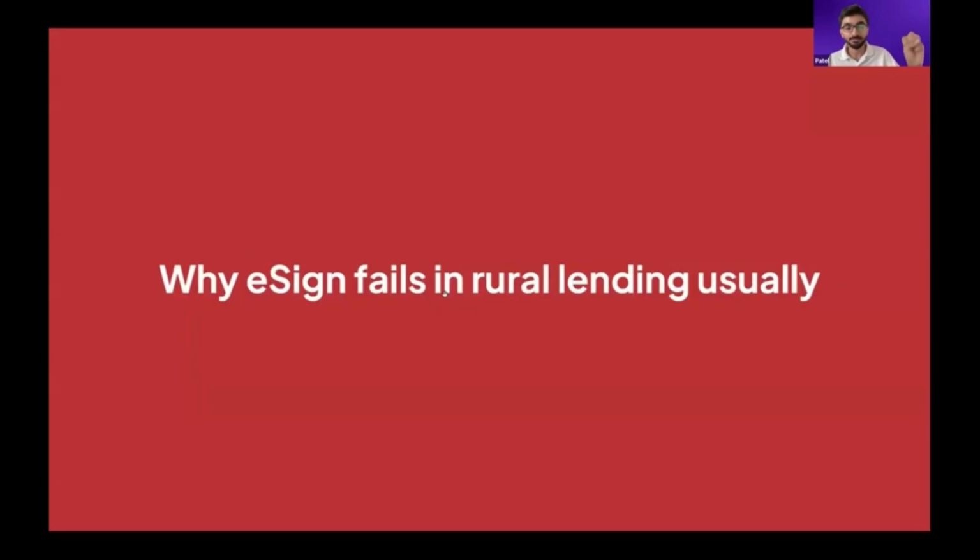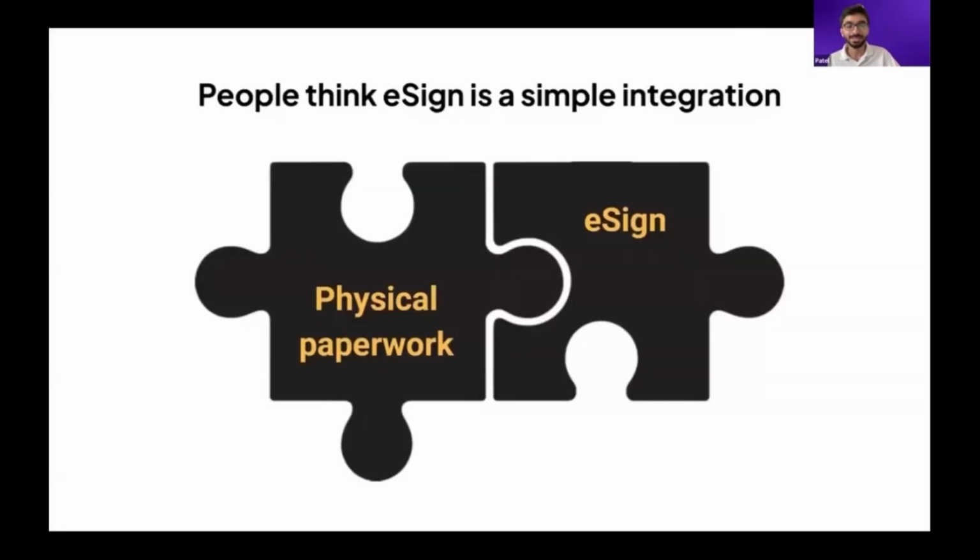Right? Some context first, why it happens. People think that eSign is a very simple integration that you do to your paperwork process. You just take an eSign API, do an integration of this simple tool into your paperwork process, and boom, you're ready to go. It's two smooth pieces in a jigsaw puzzle.